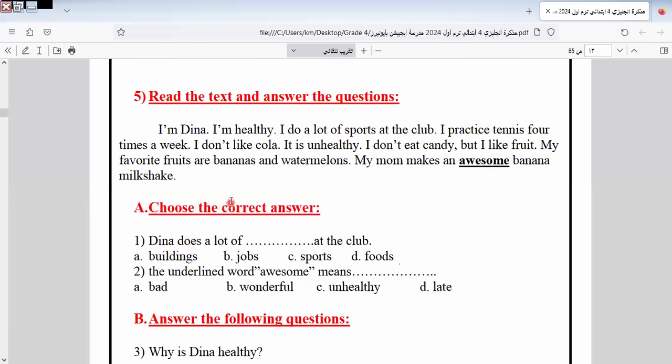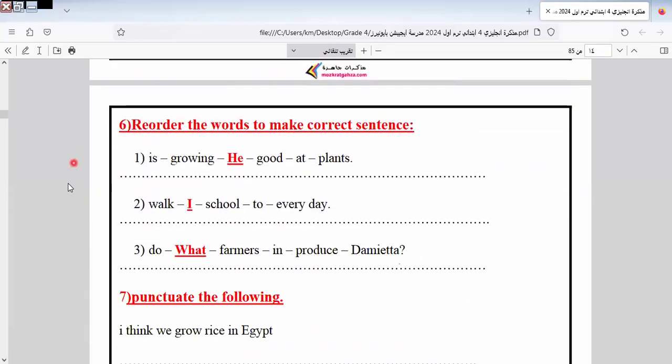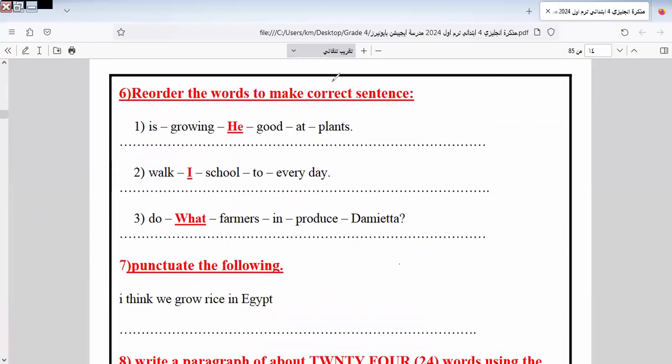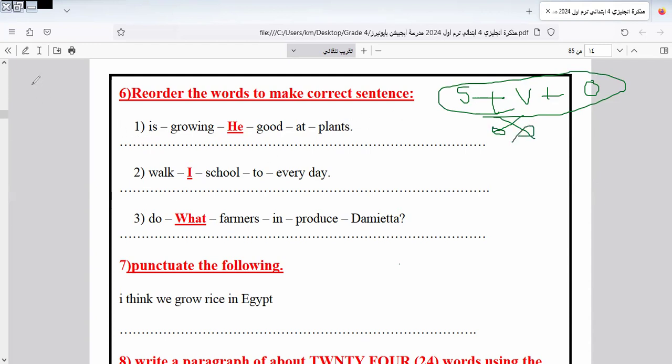What are Dina's favorite fruits? As we know here, bananas and watermelons. Okay. Let's go to another one here. Here we have subject plus verb plus object. What can I do with this rule in this part? First of all, I search for the subject, the verb and the object. In the question form, as we know, I replace the verb instead of the subject. Let's answer this question together. I would like to write it here because when I write it with the pen, it's not able to control it. Okay, I will write it here.